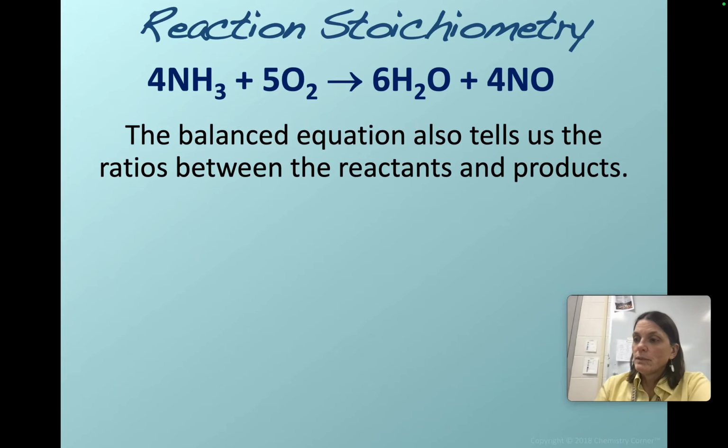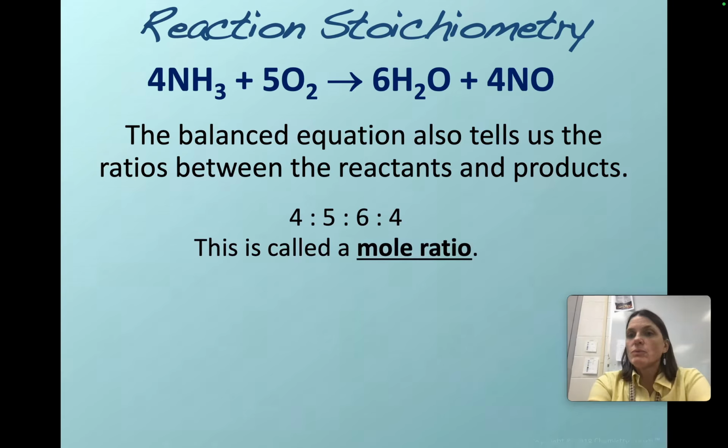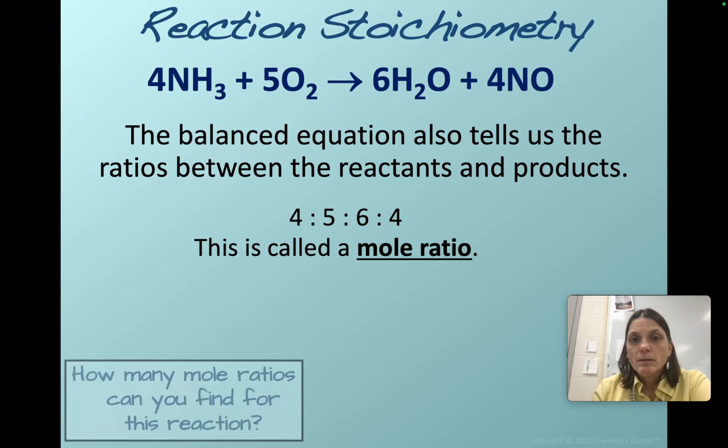Okay, now, when we have a balanced equation, what it tells us is the ratio between the reactants and the products. And it tells us what we call the mole ratio. So it tells you the relative number of moles of each thing. So you can begin to see why the mole becomes a very important unit in chemistry.